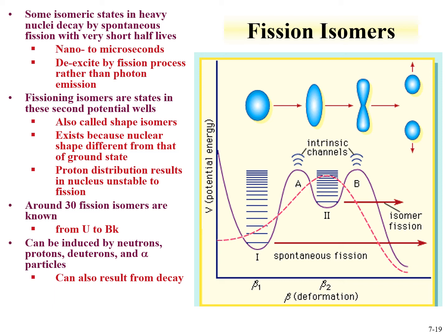These fission isomers, there are about 30 of them known. They occur around uranium to berkelium. This can be induced by neutrons, protons, deuterons, and alpha particles. They can also result from decay. So it's possible to have a parent decaying to the fission isomer in a daughter state, and then that daughter state undergoing fission.